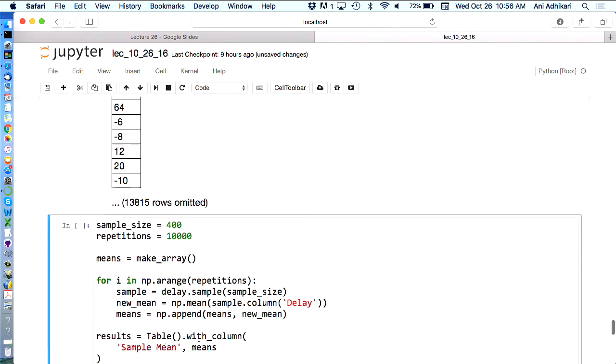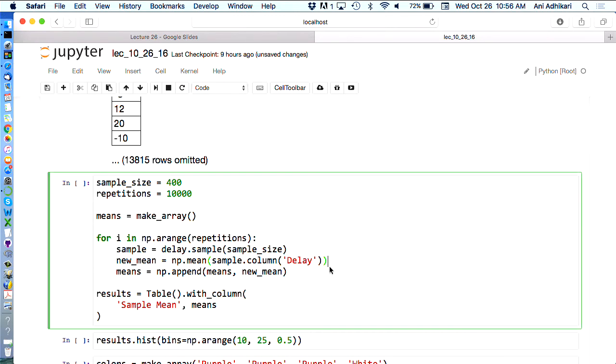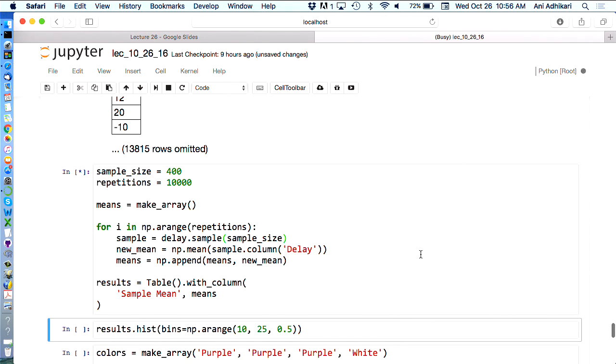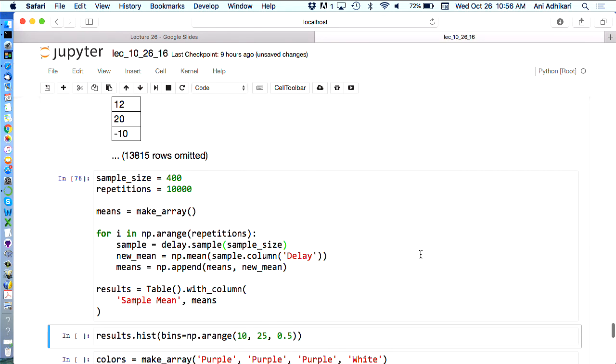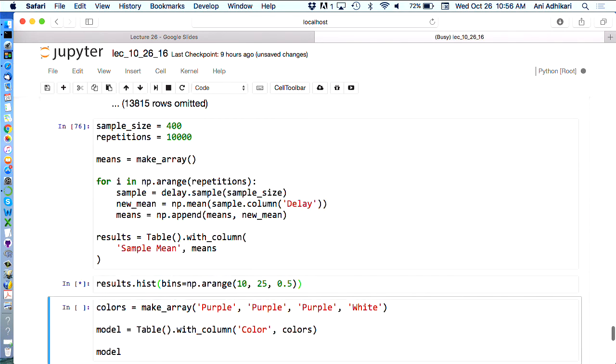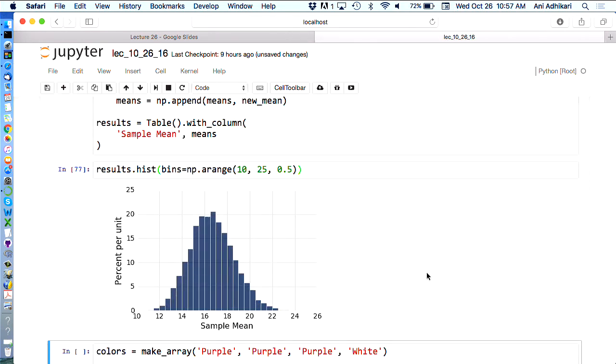All with me? Okay. So we run this thing. You can go and read the code. It is exactly the same as before. We've just got a mean instead of a sum here. Chug, chug, chug. We're done. That was fast. A familiar shape. So what is that? That is approximately the probability histogram of the sample mean.